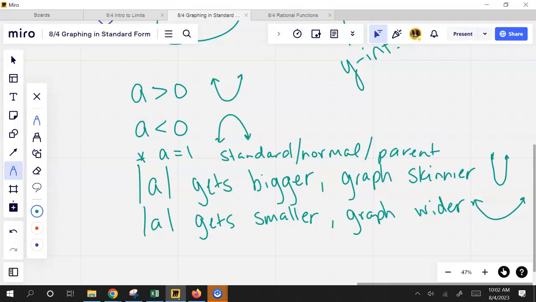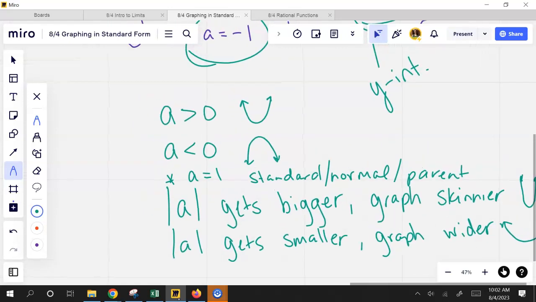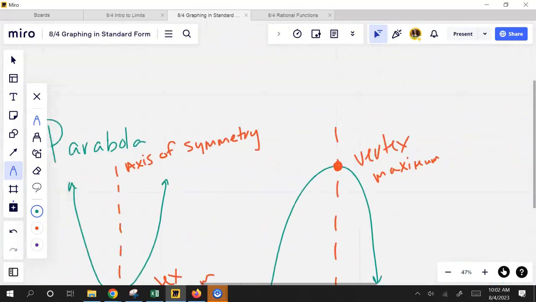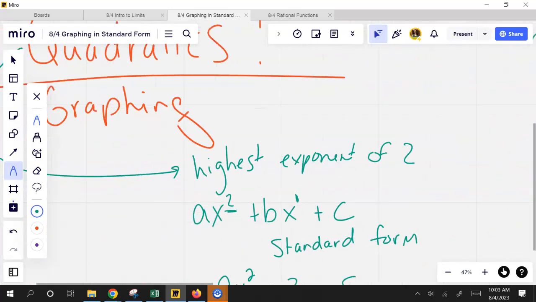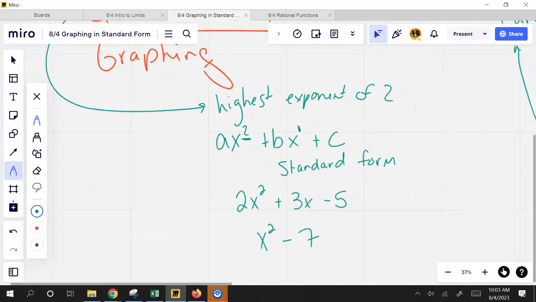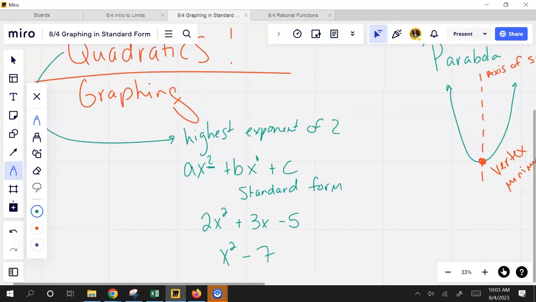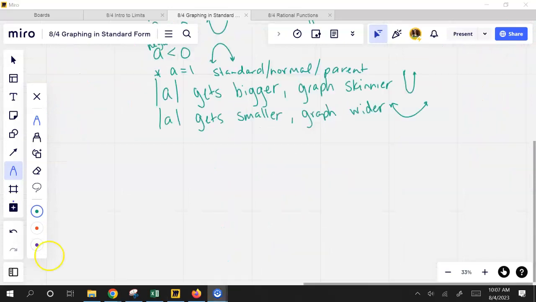So A is bigger than 0 means positive. Sorry, I explained that whenever you were out. And A is less than 0 means negative. Let me go back and let you copy these. And then, all right, so here's my standard form.